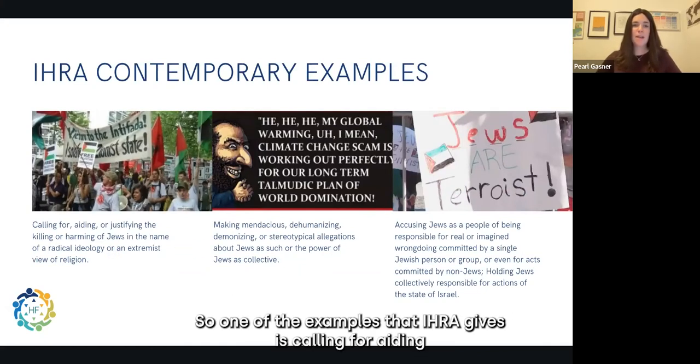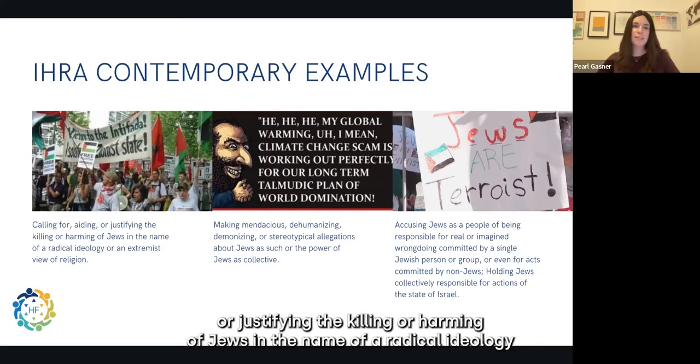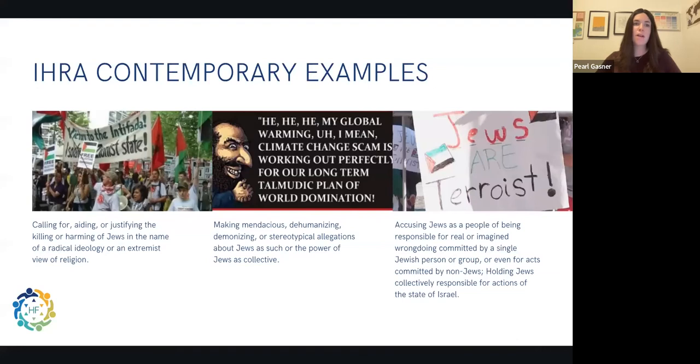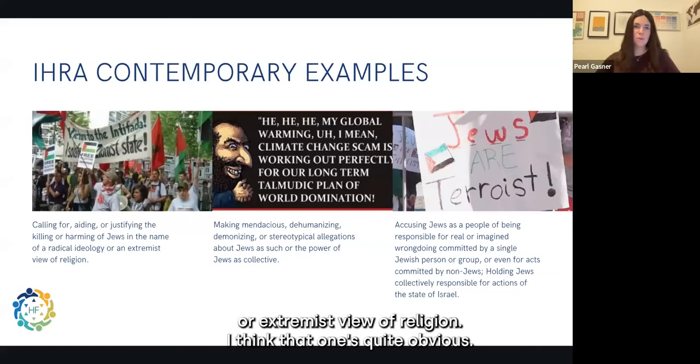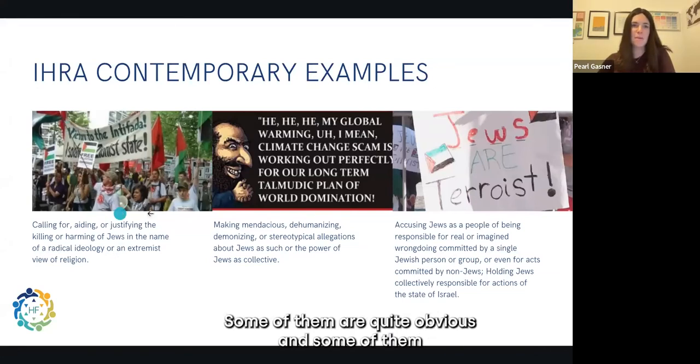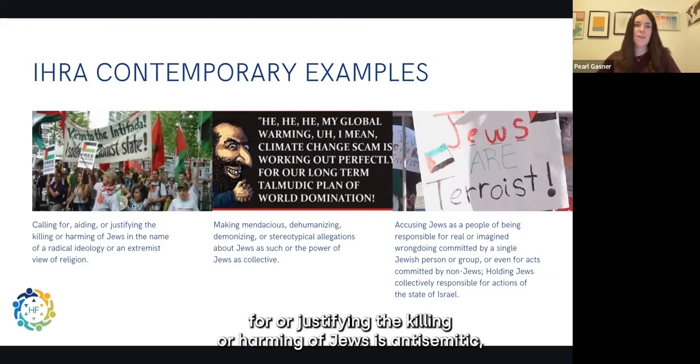One of the examples that IHRA gives is calling for, aiding, or justifying the killing or harming of Jews in the name of a radical ideology or extremist view of religion. I think that one's quite obvious. Some of them are quite obvious, and some of them we'll discuss a little bit more. But obviously calling for or justifying the killing or harming of Jews is anti-Semitic.